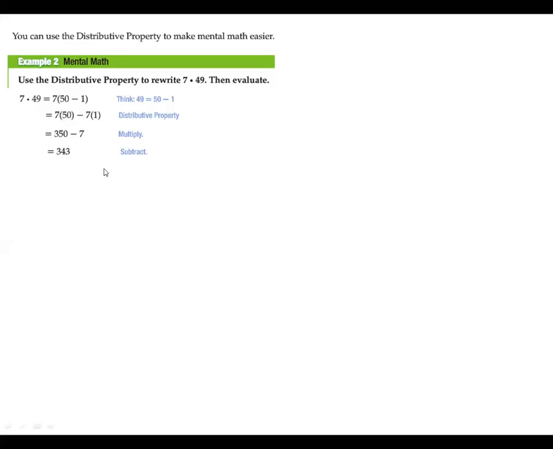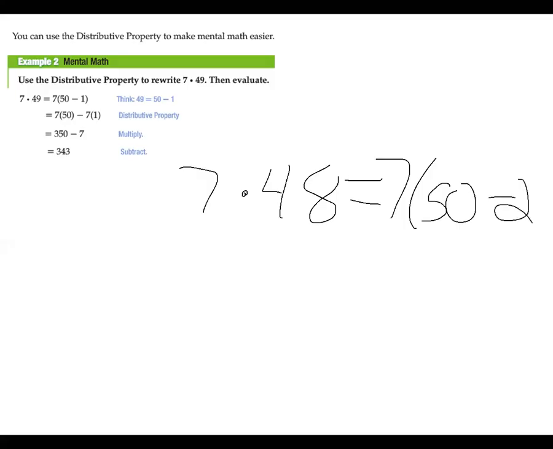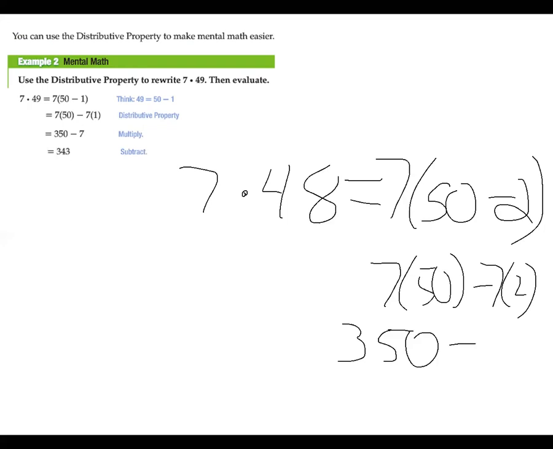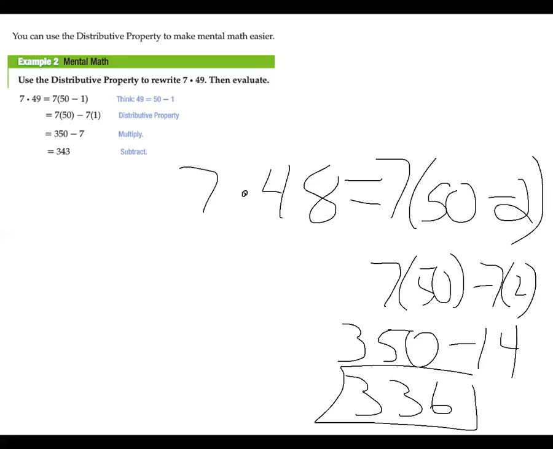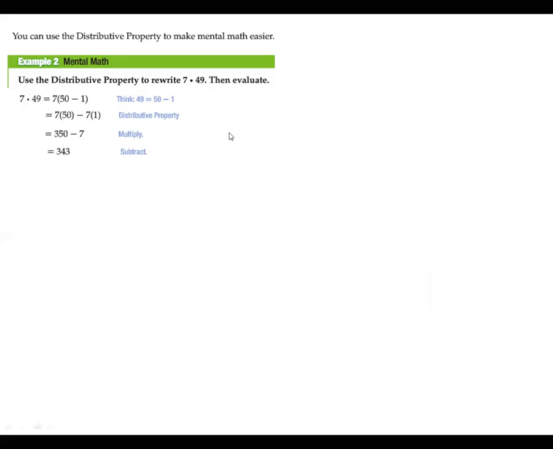If it was 7 times 48, you could write it as 7 times 50 minus 2. And then that would be 7 times 50 minus 7 times 2. So 350 minus 14, which is 336. Okay, see, it doesn't have to be just 1 off. It can be 2 off, 5 off, whatever, you know.